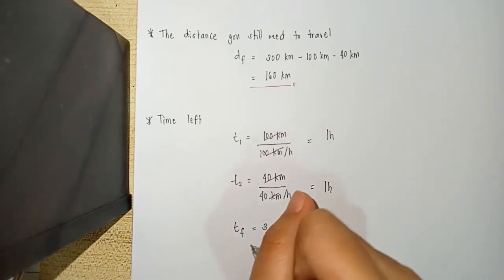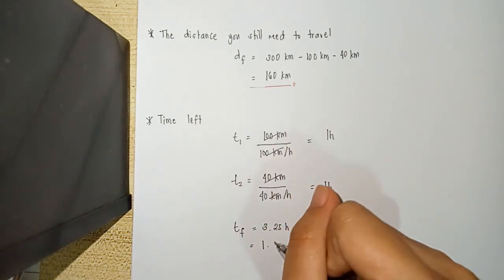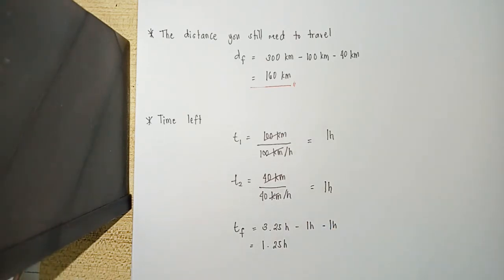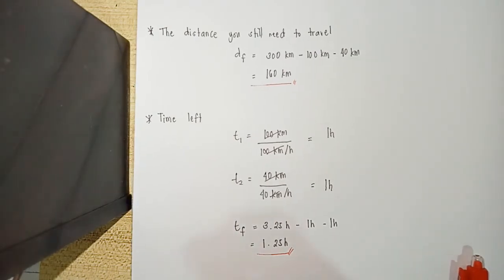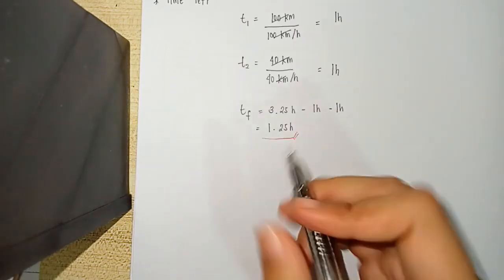Subtract the hours. 1 hour minus 1 hour. That would be 1.25 hours. So, that's our time left. So, now we can solve the speed.